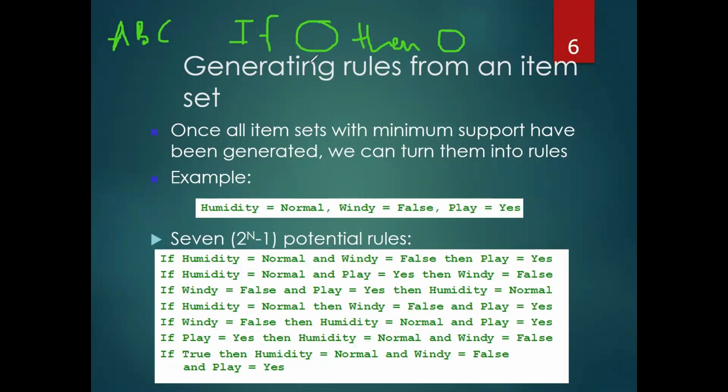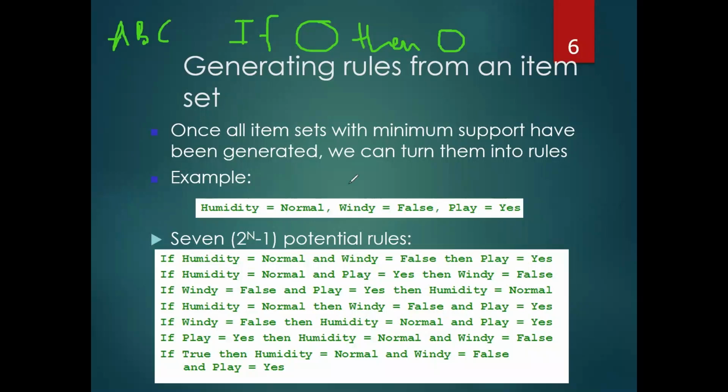How? Here we can put A comma B. So if A comma B, then C. You got my point, right? If A comma B, then C. Then if A comma C, then B. If B comma C, then A. This is what you will see here. Then if A, then B comma C. If B, then A comma C. If C, then A comma B. That's 6. The last one, the left side is empty: if true, then A, B, C. So that's how we are getting 7.